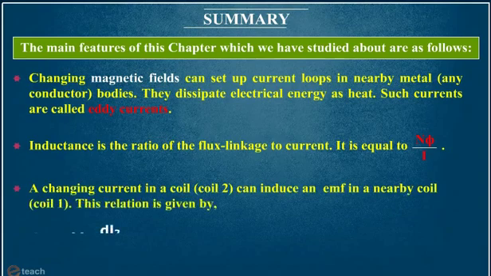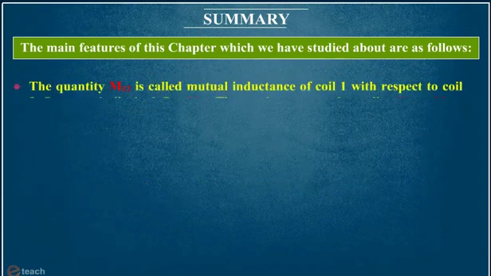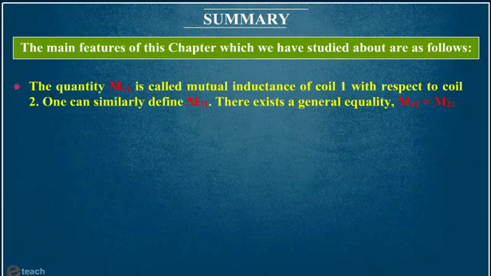A changing current in a coil, say coil 2, can induce an EMF in a nearby coil, say coil 1. Then the relation is given by epsilon 1 is equal to minus M12 into d by dt of I2. This is called mutual inductance. The quantity M12 is called mutual inductance of coil 1 with respect to coil 2. One can similarly define M21. There exists a general equality, that is M12 is equal to M21.